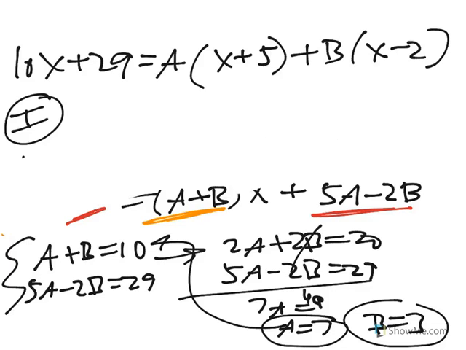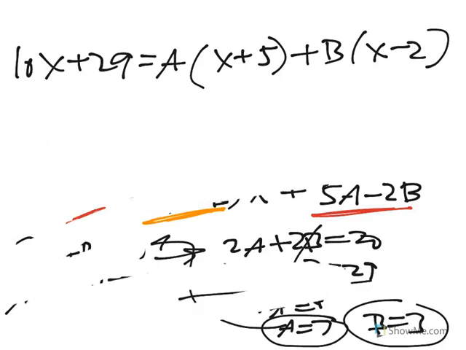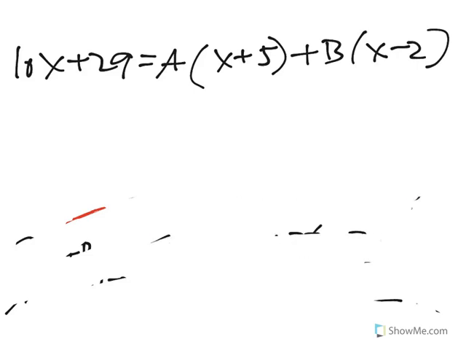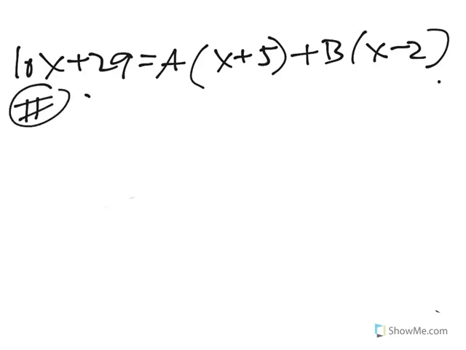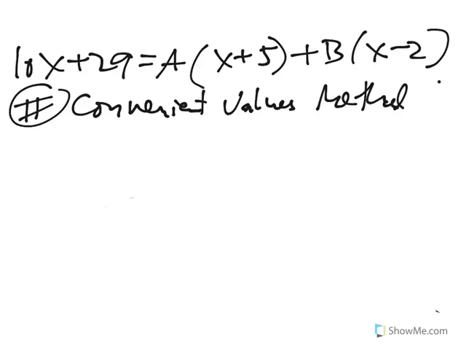And the second method begins, just like the first method, with multiplying both sides to get rid of that big denominator. The first method is called the equating coefficients method, and the second method is also called the convenient values method. And the way it works is, you look at what would make this expression be 0. So if x was 2, that would make x minus 2 zero. So you let x equal 2 and watch what happens.